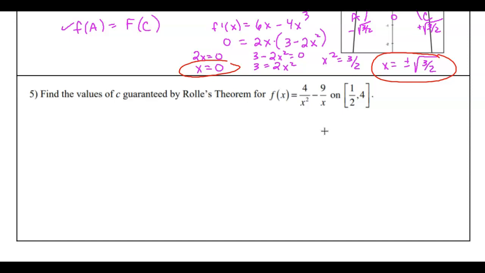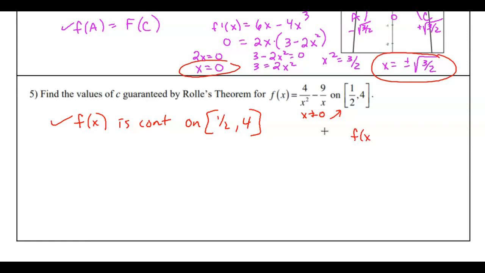So what I notice is when we have a denominator, are we continuous? Well, the only value we can't use is 0, but that's not on our interval. So f of x is continuous on 1/2 to 4. Okay, I just said it. Our derivative, well, let's find out. So if I have my original, I'm going to write these as power rules. I don't want to use a quotient. So 4x to the negative 2 minus 9x to the negative 1. So our derivative would be a power rule, negative 8x to the negative 3 plus 9x to the negative 2.